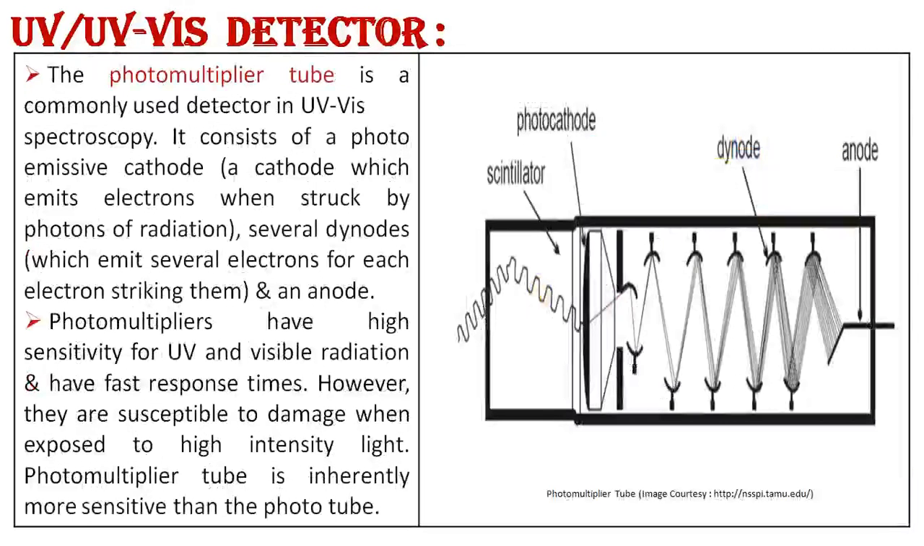And now the next detector is the photomultiplier. In the photomultiplier there is the anode, dynodes, and photocathode. It consists of a photoemissive cathode, a cathode which emits electrons when struck by photons of radiation, several dynodes which emit several electrons for each electron striking them, and an anode. Photomultipliers have high sensitivity for UV and visible radiation and have fast response times. However, they are susceptible to damage when exposed to high intensity light. A photomultiplier tube is inherently more sensitive than a photodiode.